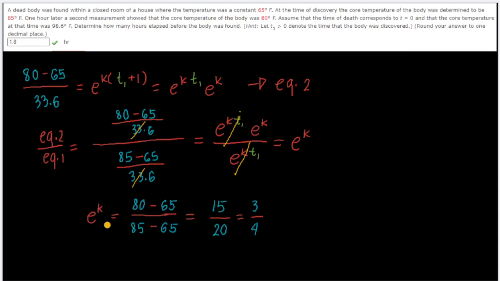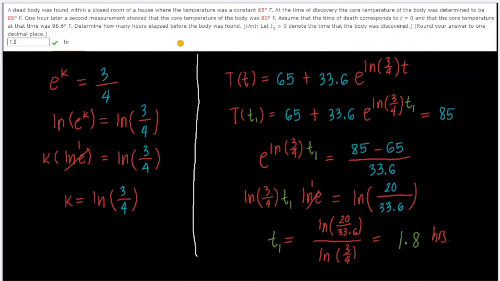Now our e to the k is 3/4, and we can solve for k by taking the natural logarithm of both sides of the equation. Now we have ln e to the k is equal to ln of 3/4. By the laws of logarithms, we bring the k down, and we're left with k ln e, and since ln of e is just 1, we can ignore this. k is equal to ln of 3/4. Now let's substitute that into our original function T of t.